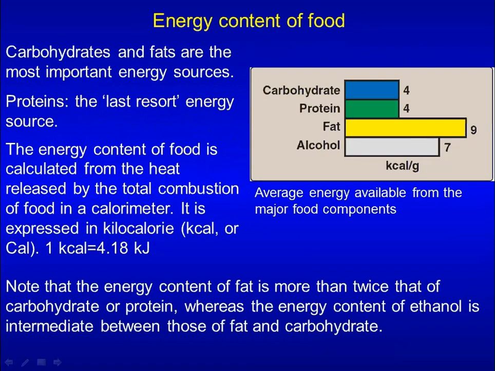This chart shows you average energy available from major food components. For example, 1 gram of carbohydrate provides 4 kilocalories of energy when it is fully oxidized. 1 gram of protein provides the same amount of energy. 1 gram of fat provides 9 kilocalories. 1 gram of alcohol provides 7 kilocalories of energy when fully oxidized. Put them together: 9, 7, 4, 4. We should remember these numbers.